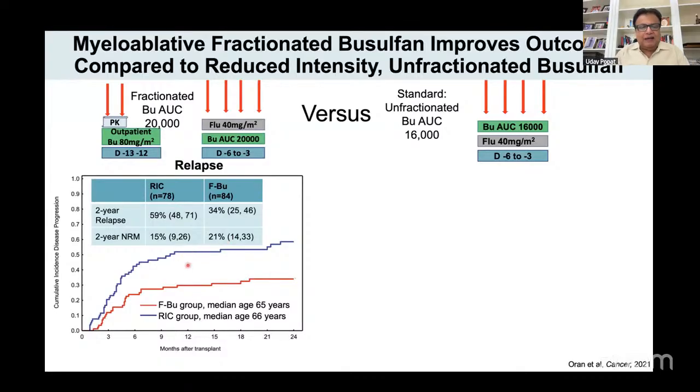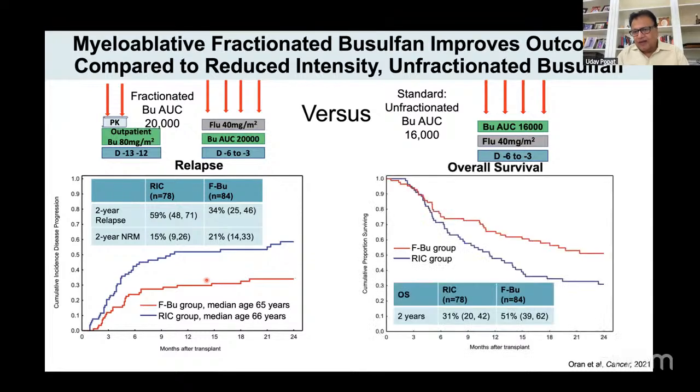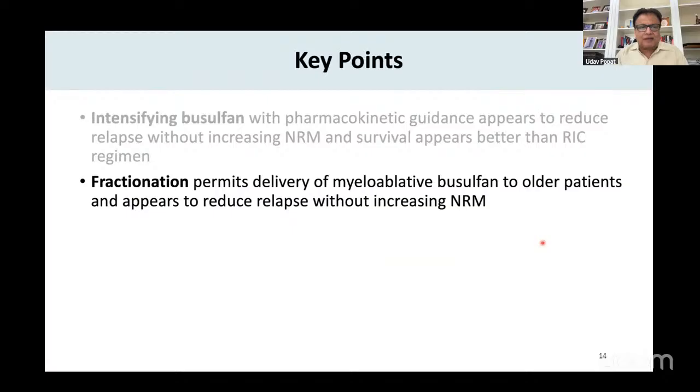As you can see, and these were, again, older patients. The median age here was 65 years and 66 years. So really the idea is that you can give myeloablative regimen simply by fractionating to the older patients, and that does reduce non-relapse mortality. And this translated into better survival, 30% versus 50%. And so here is the second principle. Fractionation permits delivery of myeloablative dose to older patient and appears to reduce relapse without increasing non-relapse mortality.